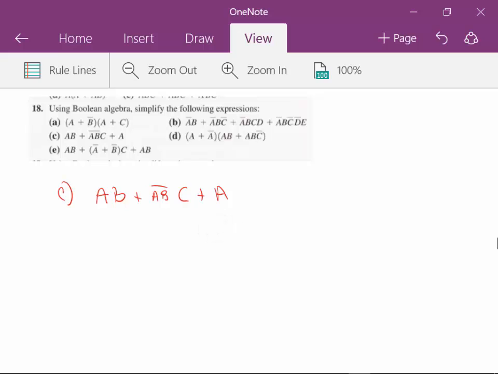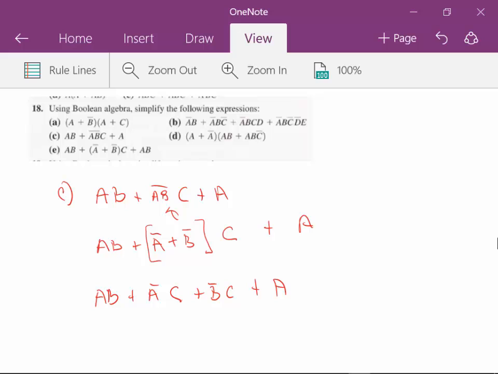So what I'm going to do is I'm going to expand this one right here. So this is going to be AB plus A naught plus B naught right there times C plus A right there. So now I'm going to go ahead and write this one out, and it's going to be AB, that's not a not there, that's me, plus A naught C plus B naught C plus A right there.